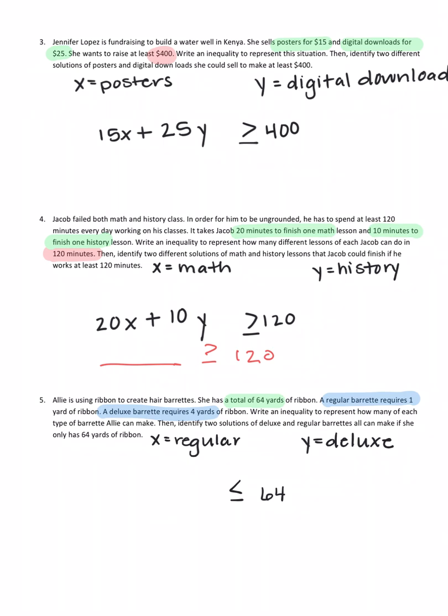And then I'm just going to go ahead and assign. A regular barrette requires 1 yard. Okay, so my regular was 1 and I used x. So 1x plus my deluxe. My deluxe ribbon, they used 4 yards. So I'm going to say 4y. So 1x plus 4y has to be less than 64.